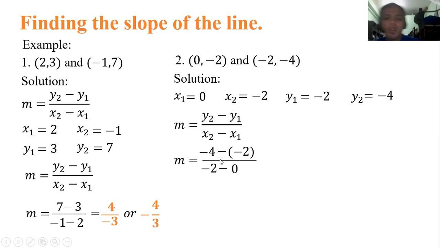Negative 4 minus negative 2, or negative 4 plus 2, because negative times negative is positive, over negative 2 minus 0 which is negative 2. Negative 4 plus 2 is negative 2, over negative 2, is equal to positive 1. Negative 2 divided by negative 2 is positive 1. So ito yung magiging slope natin, positive 1. So basta alam lang natin tama yung coordinates and masunod lang natin yung formula, madali lang makukuha yung slope of the line.